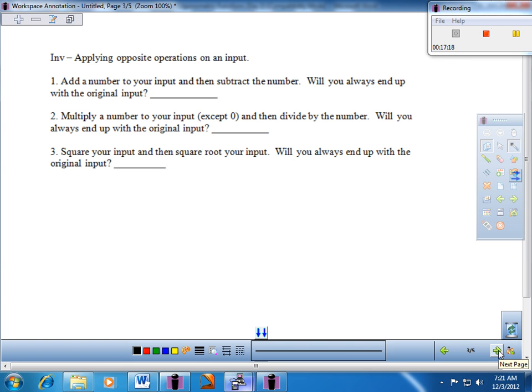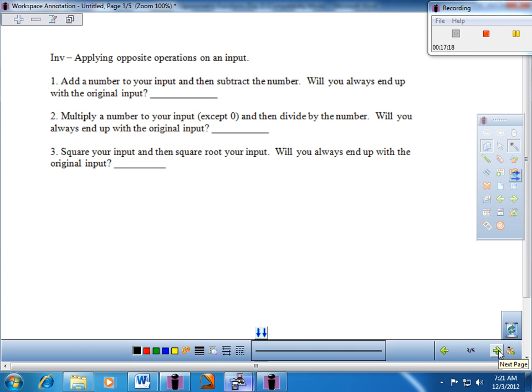So it says on the top of your page, applying opposite operations on an input. Bear with me on this for just a couple minutes, and let me see if I can describe what's going to happen here. So we're going to start with an input. And it says add a number to your input and then subtract the number. Will you always end up with the original input?